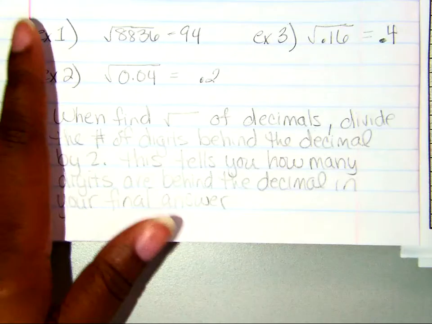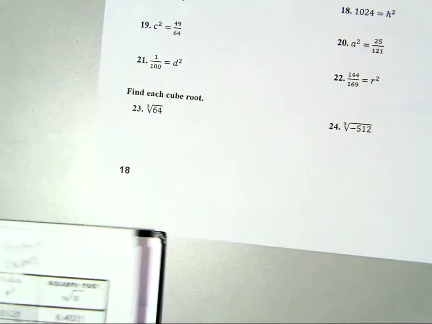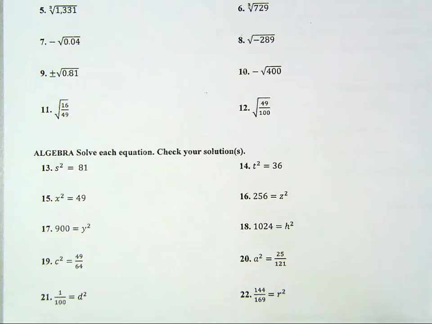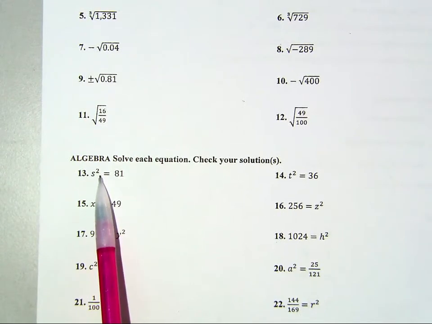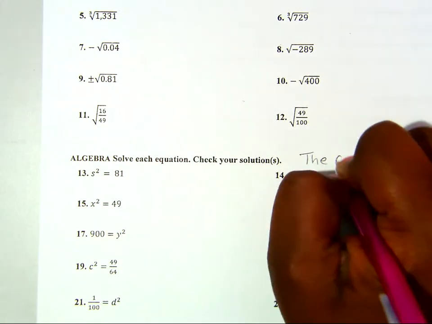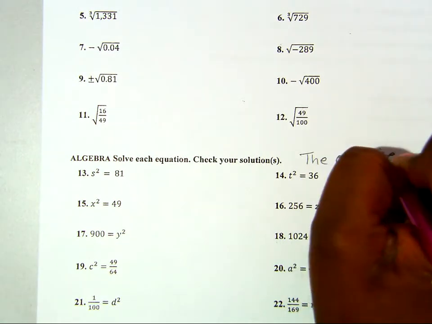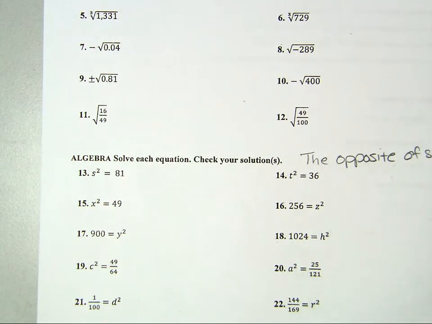Last thing I want to show you on your homework very quickly. For the algebra, solving these, if you see an S squared, we have to do the opposite. What's the opposite of squaring? The inverse operation would be the square root. Those are opposites. If I take the square root of S squared, I get S.